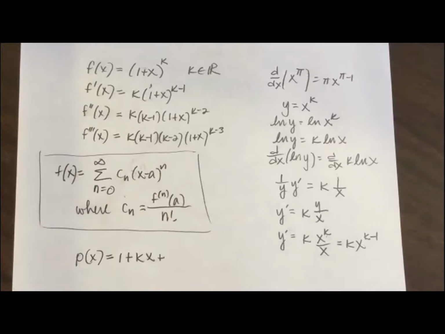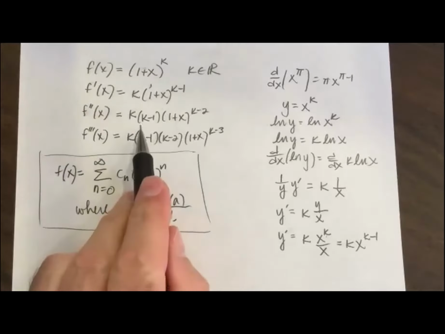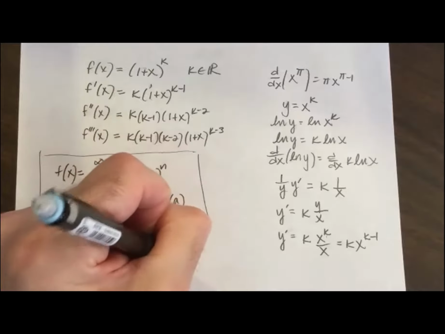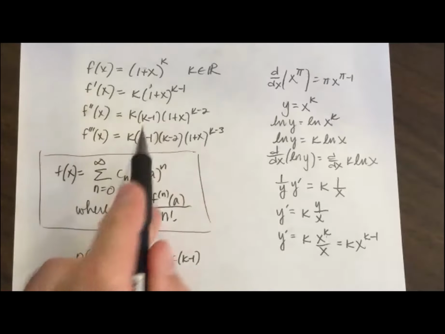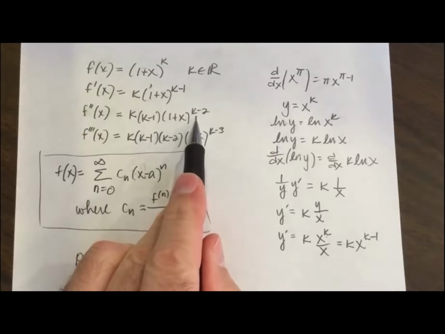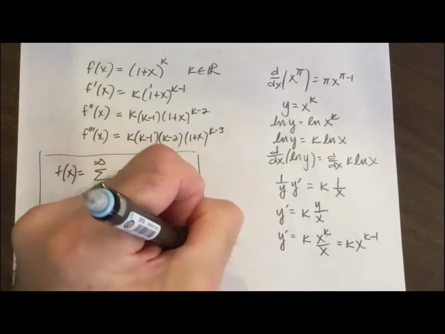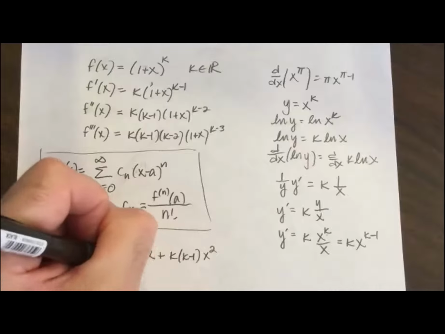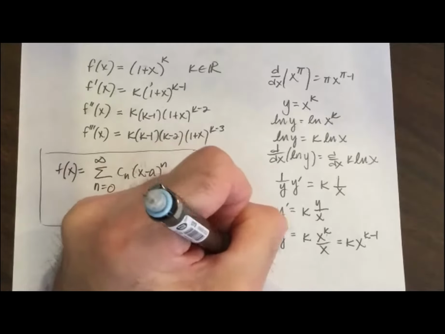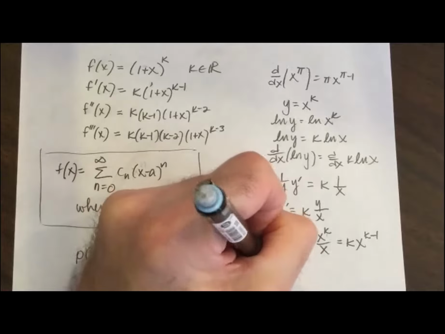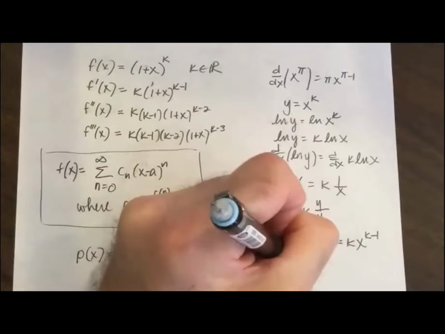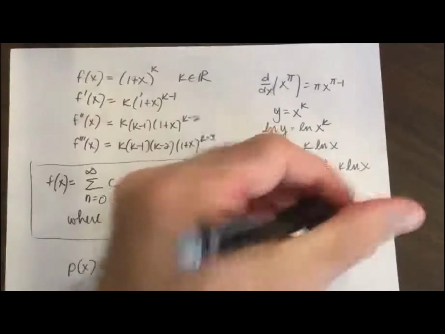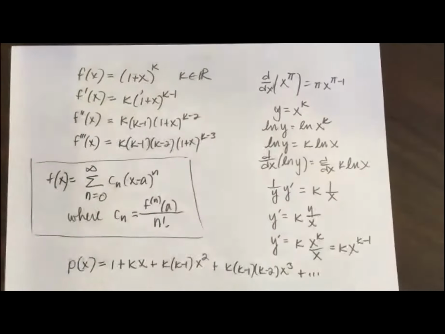Then I'm finding the next coefficient. So I stick 0 into the second derivative. And I get k times k minus 1 times 1 to any power is 1, x squared. Plus, I'll write it down here, I'm running out of room. I'll just wiggle down. k times k minus 1 times k minus 2, right? x to the third power. Plus, dot, dot, dot, keep going.